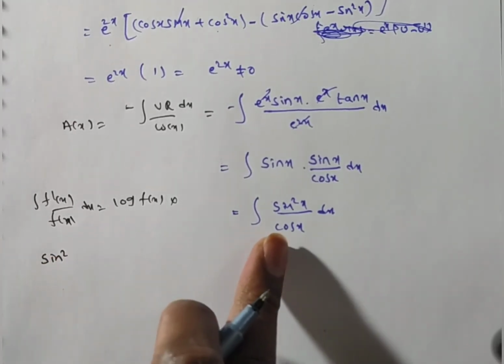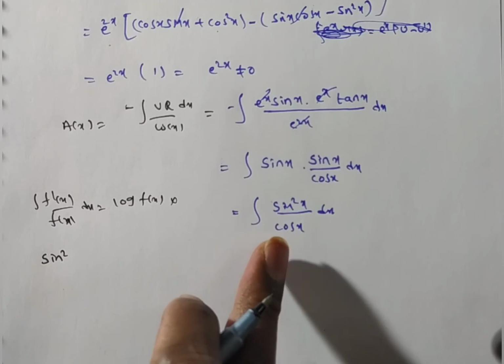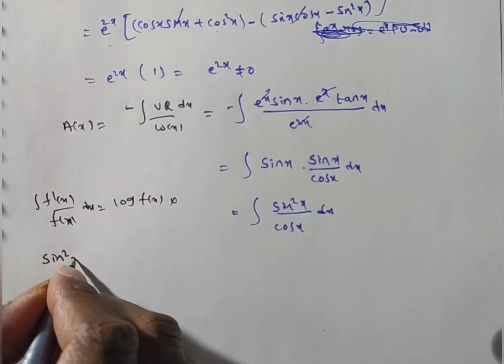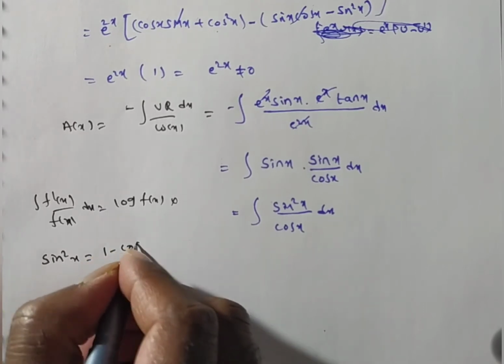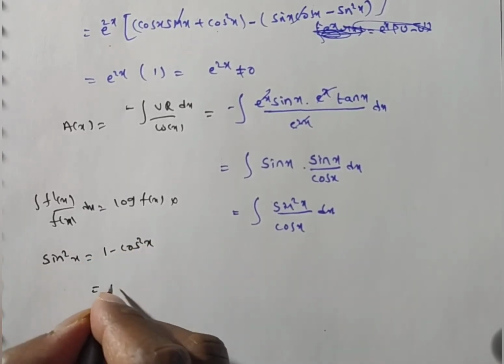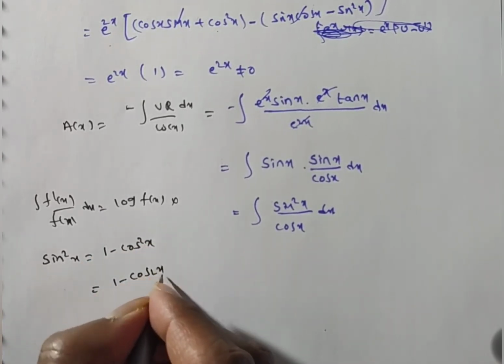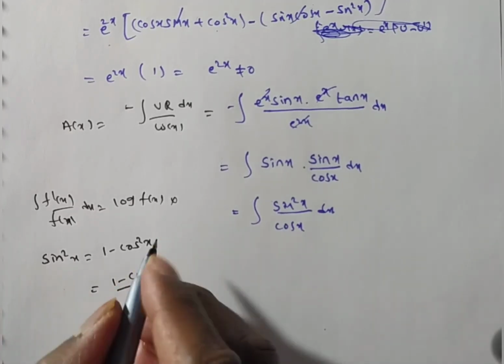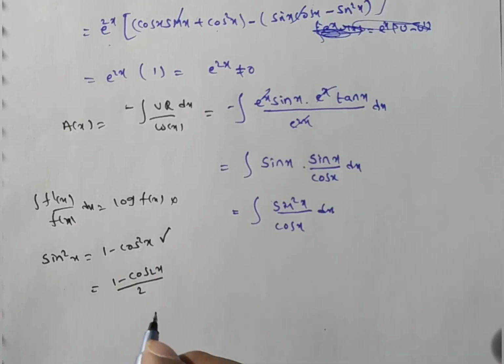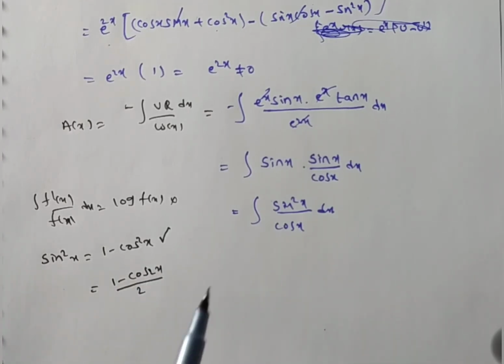Means we have to change the numerator in terms of the denominator. So what formulas do we have? Sin square x is equal to, we have two formulas. The first formula is 1 minus cos square x, and the second formula is 1 minus cos 2x by 2. But in the denominator you have cos x only, so the first formula is better to take. In the second formula we have cos 2x, so cos 2x and cos x do not get cancelled.